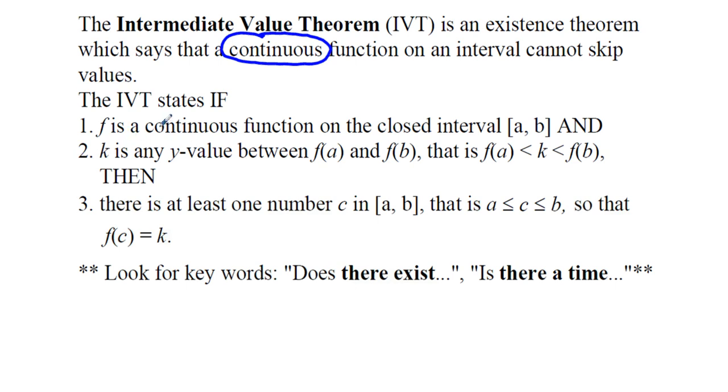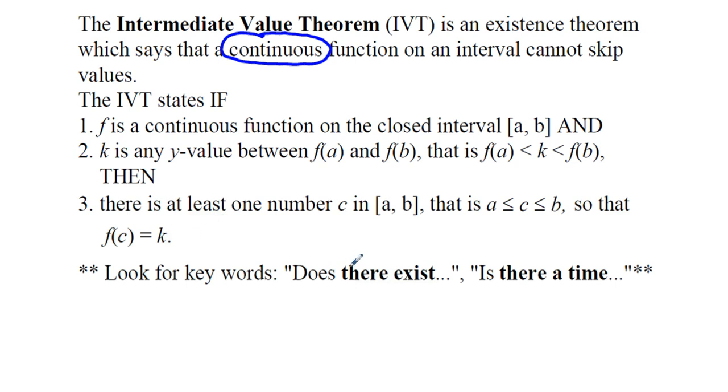So if f is a continuous function on a closed interval, and k is any y value between f of a and f of b, that is, f of a is less than k, which is less than f of b, a value in between two values in a function, then there is at least one number c in that interval, where the x value is between a and b, so f of c equals k.